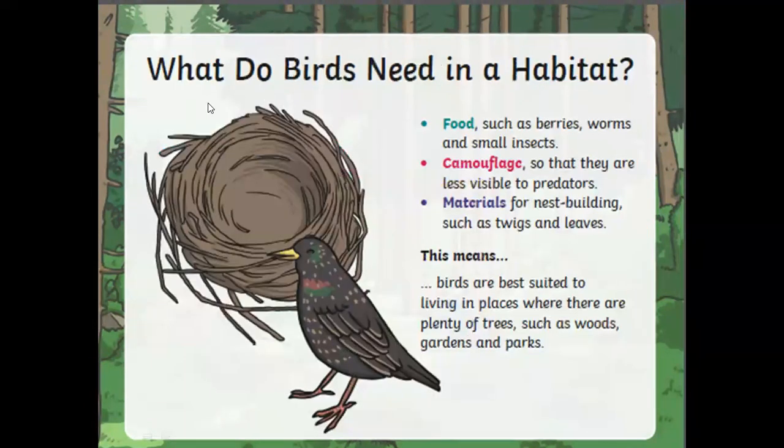First of all, birds. What do birds need in a habitat? Food such as berries, worms, and small insects. Camouflage so they are less visible to the predators, means they need something to hide on, and predators should not see them. For nest building such as twigs and leaves. This means birds are best suited to living in places where there are plenty of trees, such as woods, gardens, and parks.